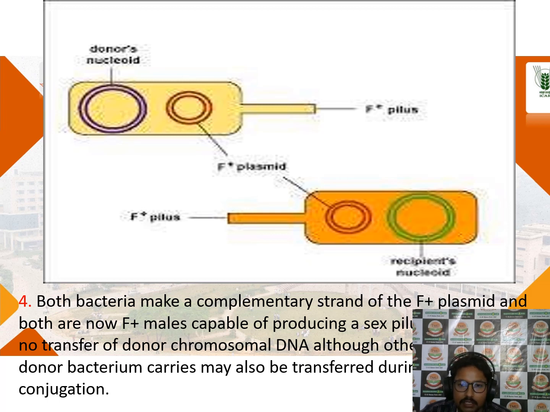So this is the process of conjugation, where genetic recombination takes place. Sometimes the F plus plasmid carries an antibiotic resistance gene from the main DNA, and when the F plasmid is transferred to the recipient bacterium, the antibiotic resistance genes are also transferred to the other bacterium, which gives rise to genetic diversity among bacteria. So conjugation is one of the main processes for genetic diversity in bacteria.